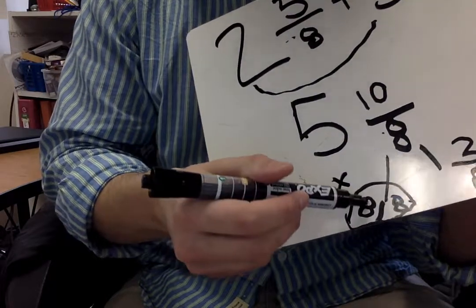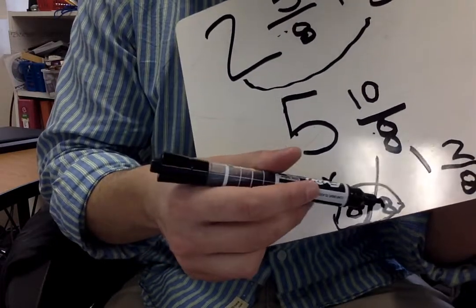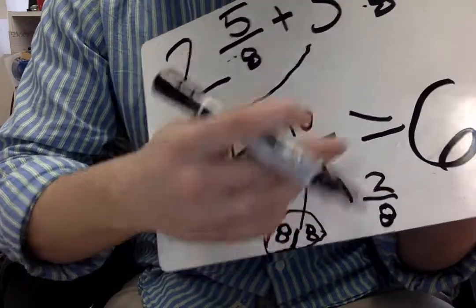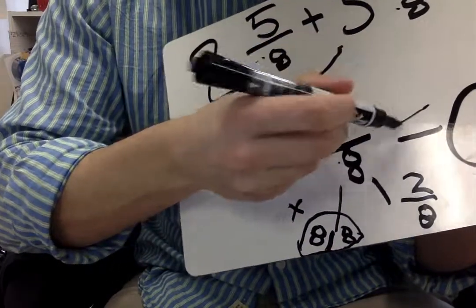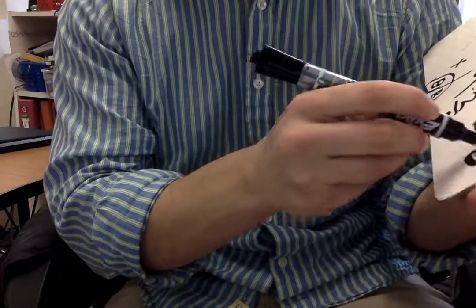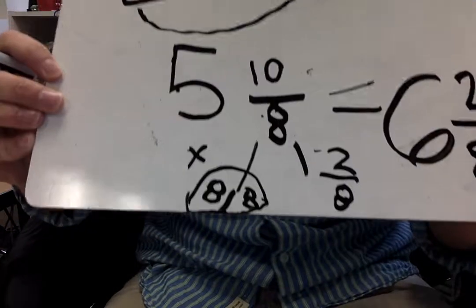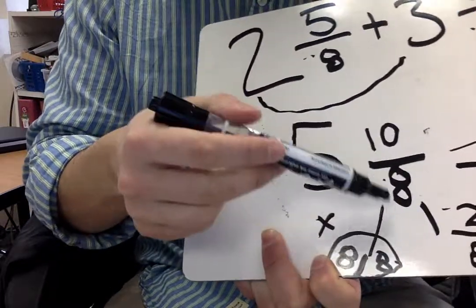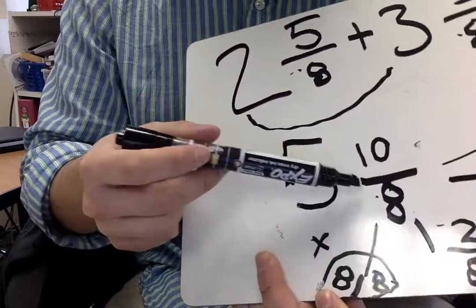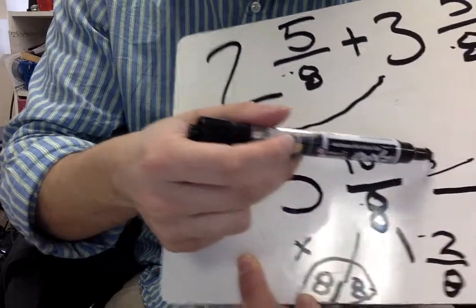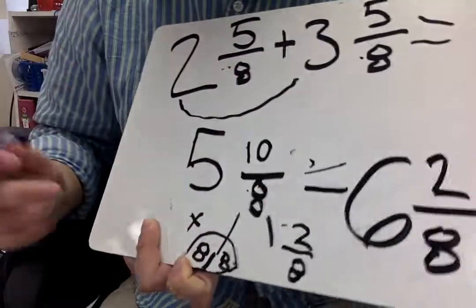So 5 plus 8/8, which is the same as one whole, because my numerator and denominator are the same. 5 plus 1 is equal to 6. And what's my fraction remaining? I'm going to fix my equal sign. My fraction remaining is 2/8. So my answer to 2 and 5/8 plus 3 and 5/8 was 5 and 10/8. But then I needed to change that improper fraction into a mixed number. And so 5 and 10/8 is equal to, or the equivalent of, 6 and 2/8.